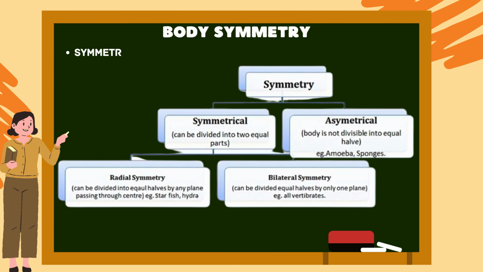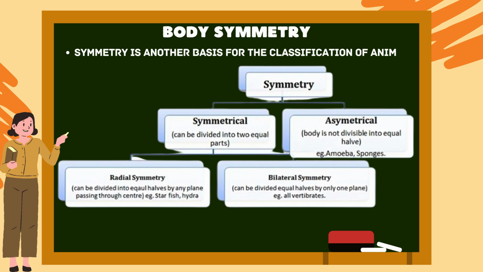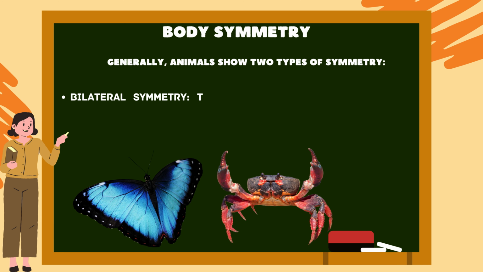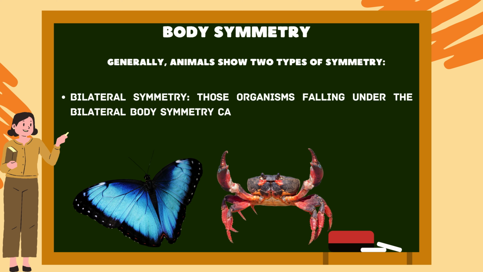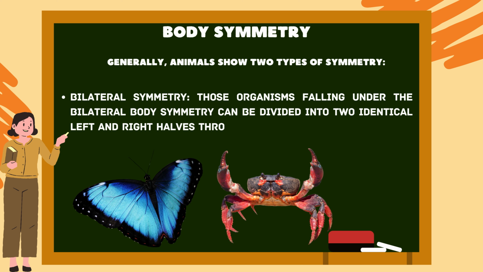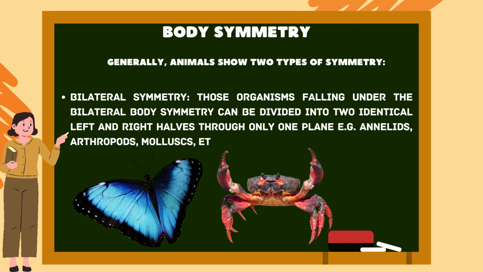Body symmetry. Symmetry is another basis of classification of animals, in which symmetry has two types, symmetrical and asymmetrical, where symmetrical is further divided into two types such as radial and bilateral. Generally, animals show two types of symmetry. Bilateral symmetry. Those organisms falling under bilateral body symmetry can be divided into two identical left and right halves through only one plane. Example, annelids, arthropods, molluscs, etc.